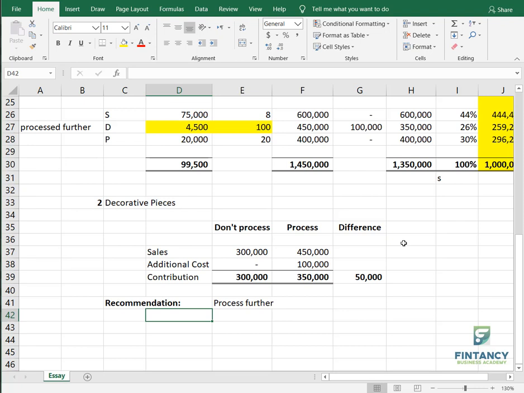Getting the story, everyone? So I wanted to tell you both analyses, but this second analysis is what you will do in the exam. But based on the previous analysis also, we concluded that we will process further. So the final answer is the same anyway. So this is the conclusion of this essay question.